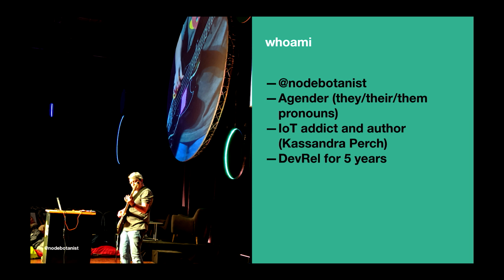So I do a lot of hardware with JavaScript, hence the name Node Botanist. I am agender in that, and I am intersex, and I can talk about that later at karaoke if you want. I use they, their, them pronouns. I am an author as well as an IoT addict. I've written 2 books under my pre-married name, which is Cassandra Perch. I am now Kassian Wren. Long story, for those of you who want to talk about that at karaoke as well.